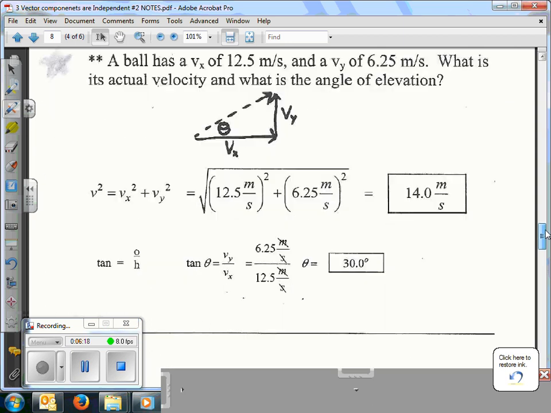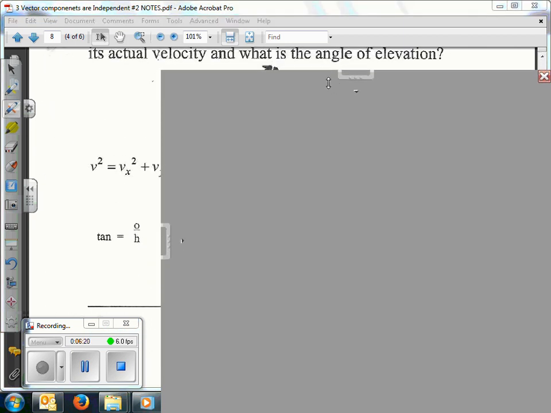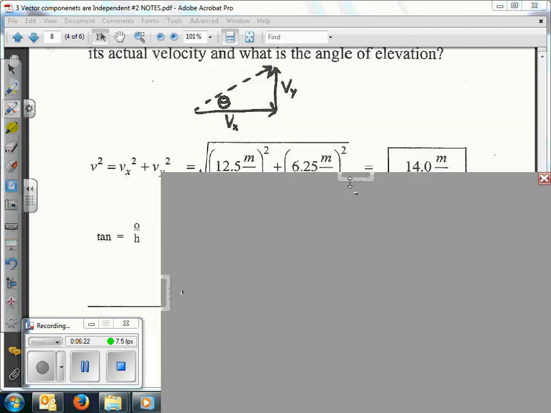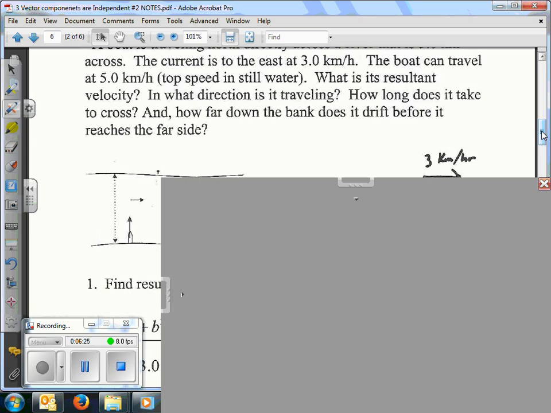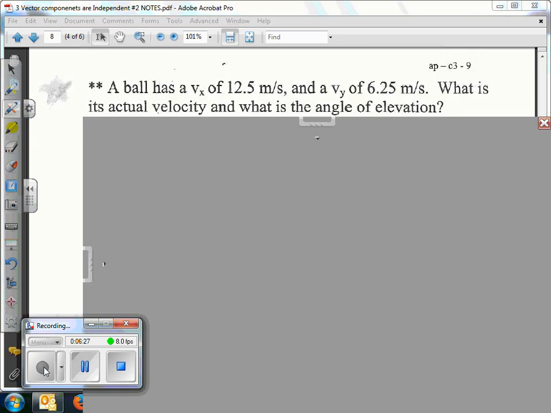Okay, let's try another one here. So this question says a ball has a velocity in the x of 12.5 meters per second and a velocity in the y of 6.25 meters per second. What is the actual velocity and what is the angle of elevation?